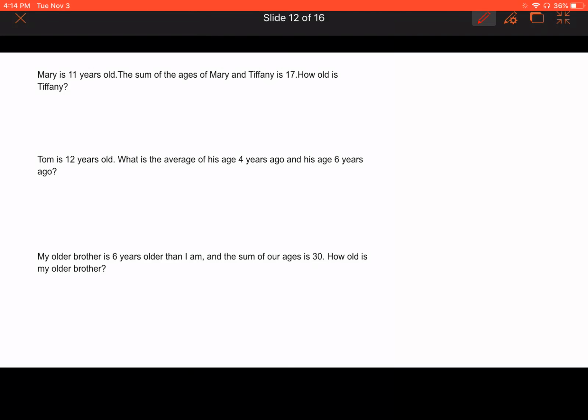First problem: Mary is 11 years old. The sum of the ages of Mary and Tiffany is equal to 17. So we know the value of Mary's age, that is 11, plus Tiffany's age, unknown, is equal to 17. So Tiffany's age is going to be 6.